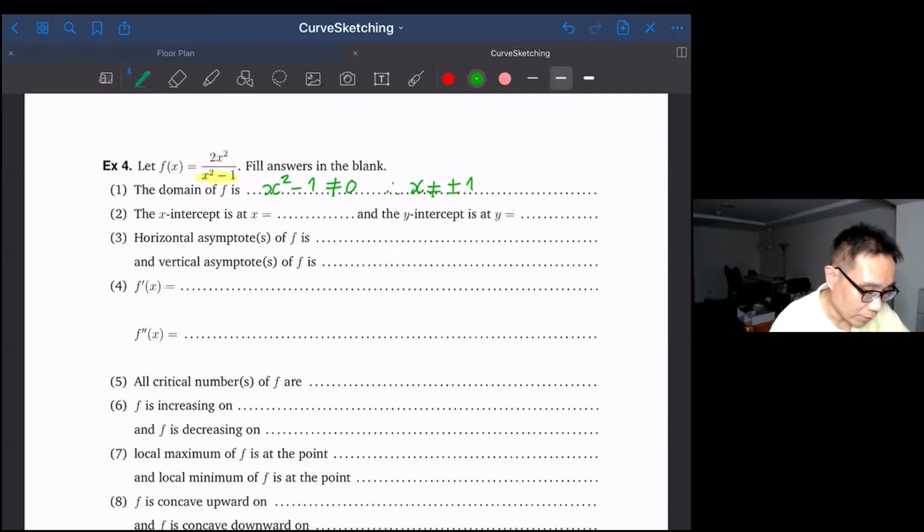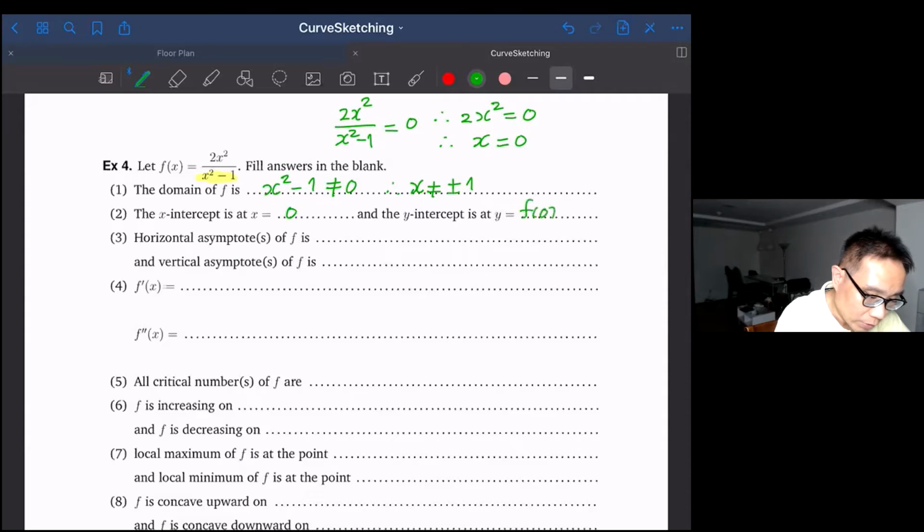The x-intercept: you have 2x squared over x squared minus 1 equal to 0. So you would get 2x squared equal to 0, and you will get x equal to 0. So x equal to 0 is your x-intercept. And the y-intercept is f(0), so it's going to be 0.